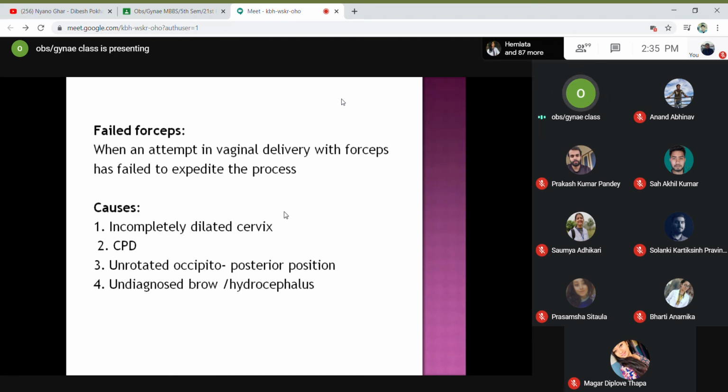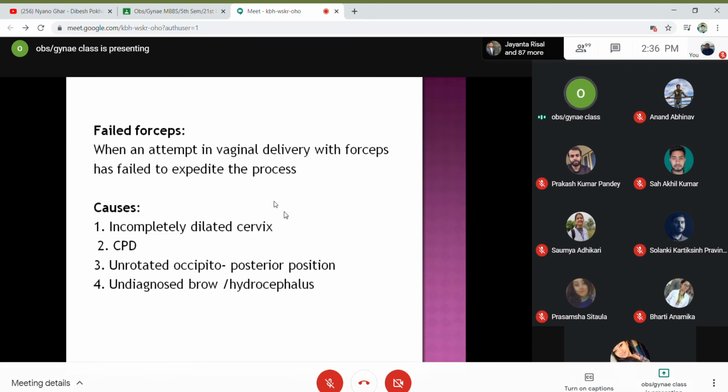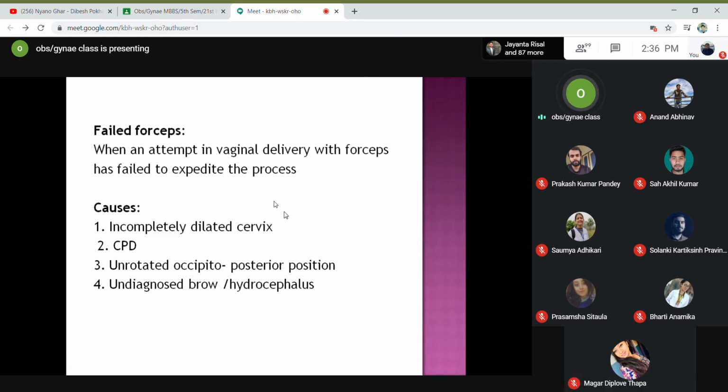Failed forceps is when an attempt at vaginal delivery with forceps has failed to expedite the process. This is called failed forceps, and the causes are incompletely dilated cervix, CPD, unrotated occipito-posterior position, undiagnosed brow, or hydrocephalus.